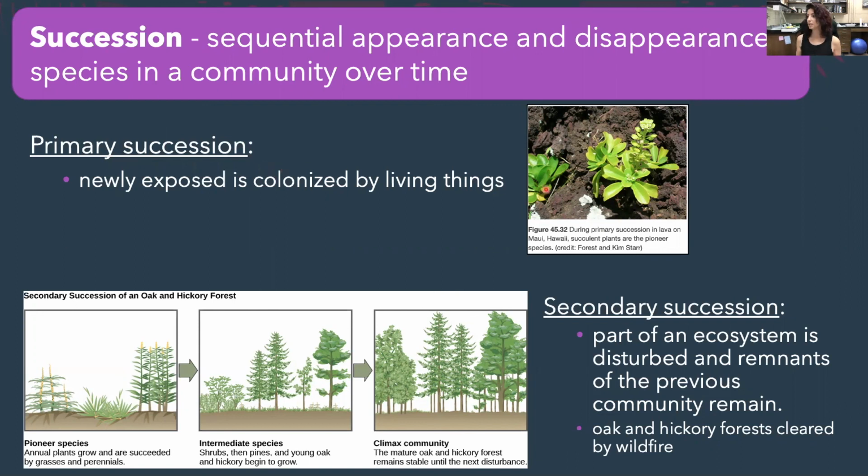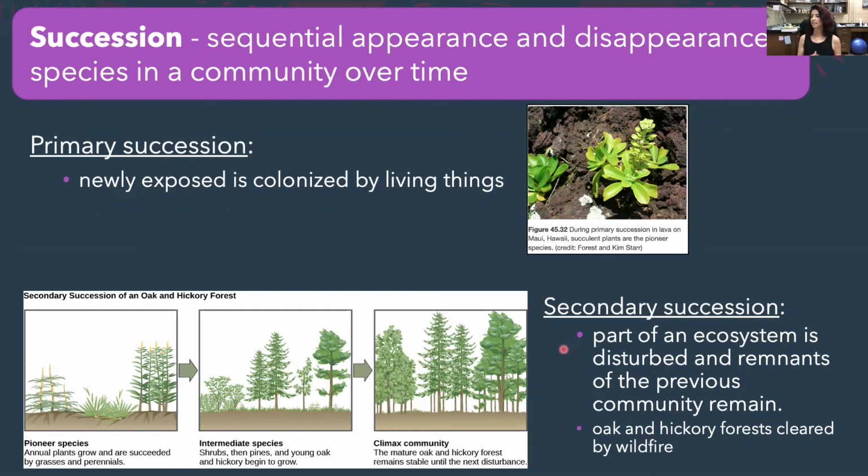For example, here we have an image of primary succession of a plant in a lava flow in Hawaii. We call these plants who first colonize land that's newly created pioneer species, because they're pioneering the colonization of that new land. After that, we get what's called secondary succession. This is when part of an ecosystem is disturbed and remnants of the previous community are still there.